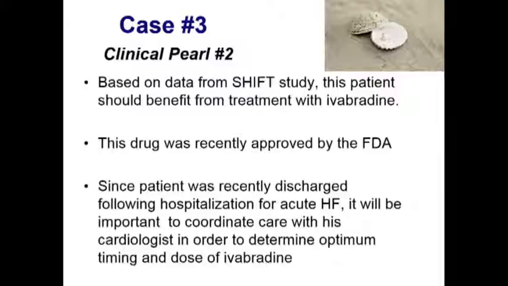So, based on data from the SHIFT study, this patient had ivabradine added to them at 5 BID. They were followed over the next month, see what happens to their heart rate. Can they go up on the 7.5 BID? And since the patient was recently discharged following hospitalization for acute heart failure, it will be important to coordinate care with the cardiologist in order to determine optimum timing and dose of ivabradine.